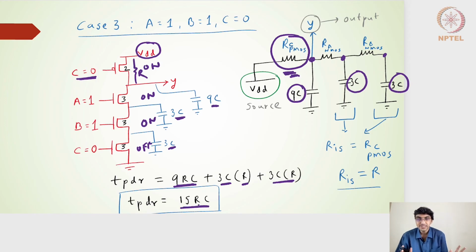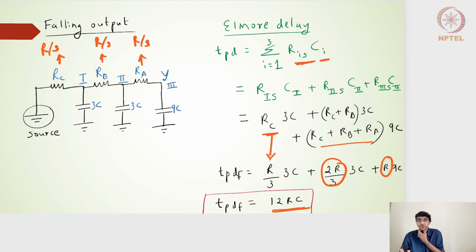So this is my worst case, the maximum delay I will get, because of this particular combination. I am going to consider this in my characteristics for a 3-input NAND gate, because we will always design our gates at the transistor level such that we satisfy the timing constraints under the worst-case condition. So I will have a propagation delay falling and a propagation delay rising. The propagation delay rising for a 3-input NAND gate turns out to be 15 RC, and the propagation delay falling turns out to be 12 RC, as per our previous slides.